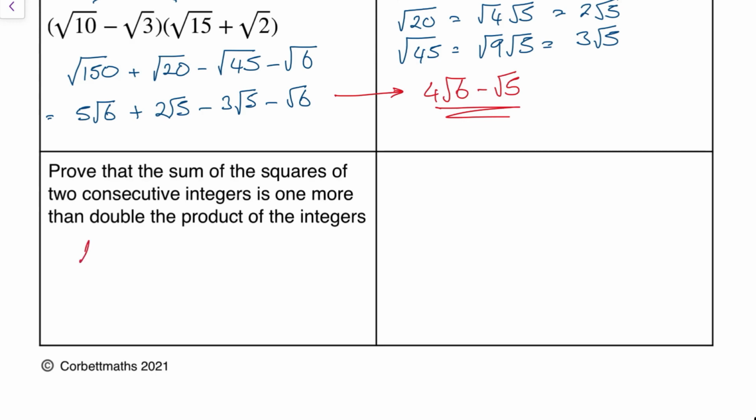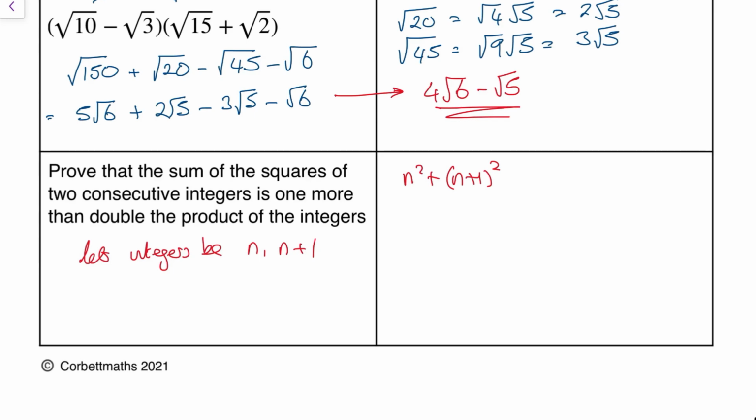So first of all, I'm going to let the integers be consecutive, n and n plus 1. And let's just do it stage by stage. So prove that the sum of the squares, so this is the algebra, so n squared plus n plus 1 squared, is one more than double the product. Okay, so let's come back to that in a second.